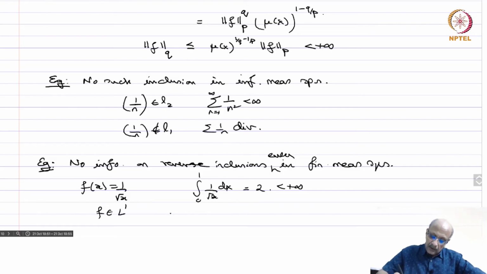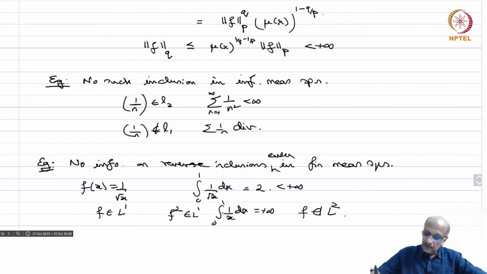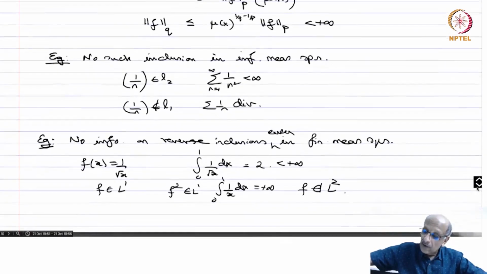So f belongs to L1. But f square does not belong to L1, that is, the integral of 1 by x dx from 0 to 1 is plus infinity, and therefore f is not in L2. f square is not integrable, so f is not in L2. So you don't have any reverse inclusion. L1 does not imply L2; small LP does not imply big LP.